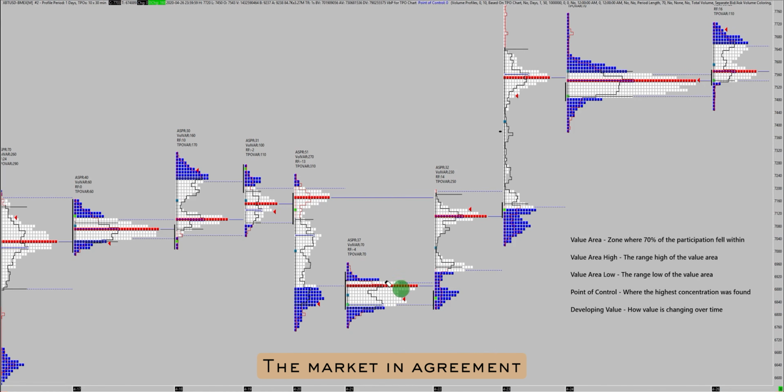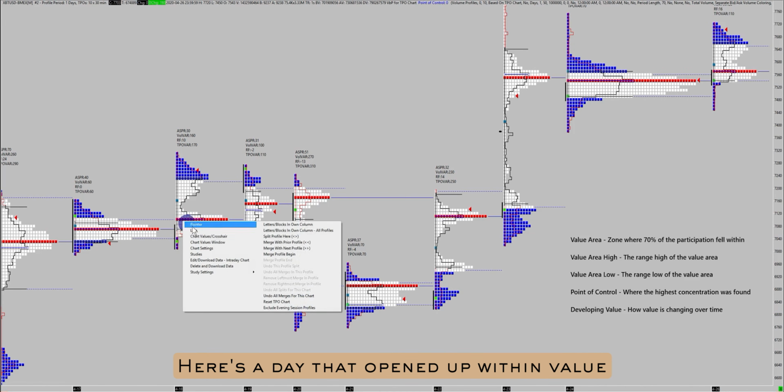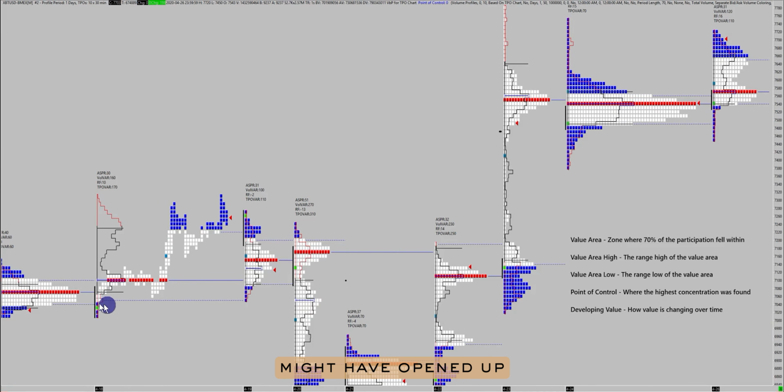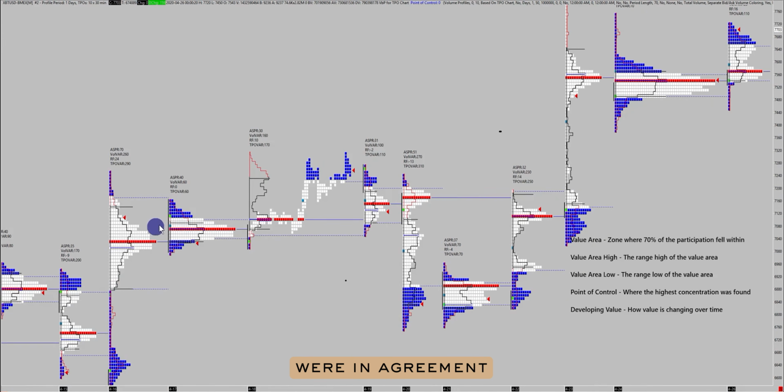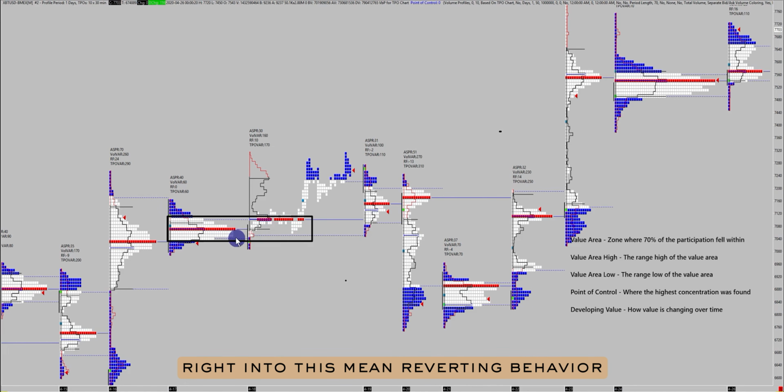The market in agreement will have multiple days of back-to-back inside value. What that might mean is, for example, here's your balance day. Here's a day that opened up within value, or opened up slightly outside of value, crossed through the prior day's value, and you could see that since this level is where buyers and sellers were in agreement, as soon as price gained acceptance back into this level, it got right back into this mean reverting behavior. Price moves from the low to the high, back down to the low, oscillating within this groove.